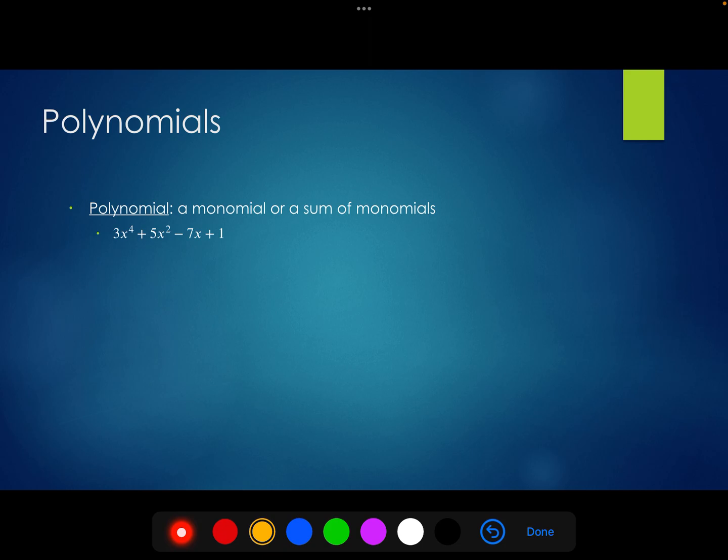So for example, here we have a polynomial, right? We have 1, 2, 3, 4 different monomials that are being added together or subtracted, right? So that makes this a polynomial.